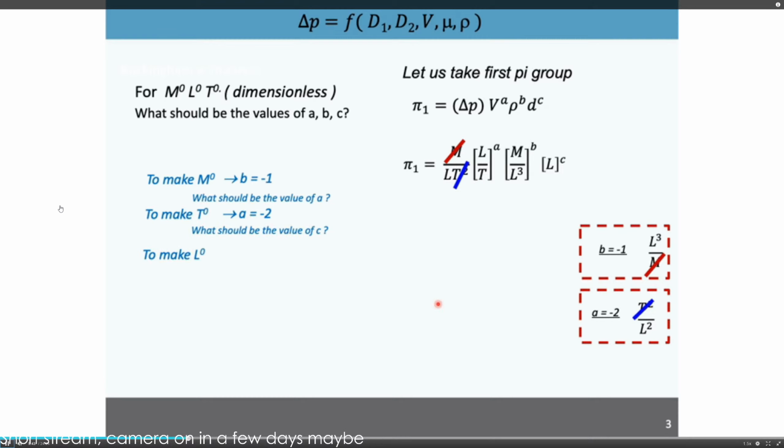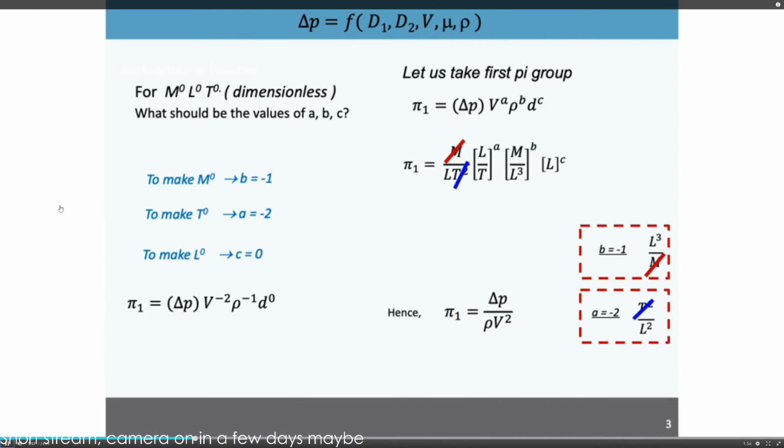Now lastly, you want to make L, the length representation, to be raised to the power 0. So C has to be 0. So this will give you the first pi group, that is the dimensionless term. That is the first pi group.